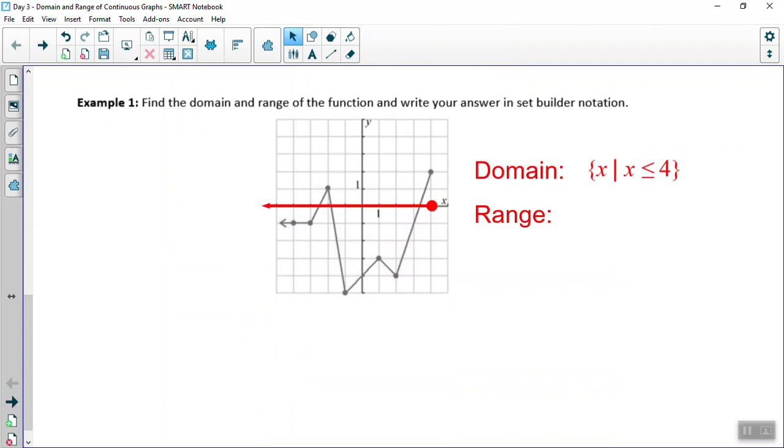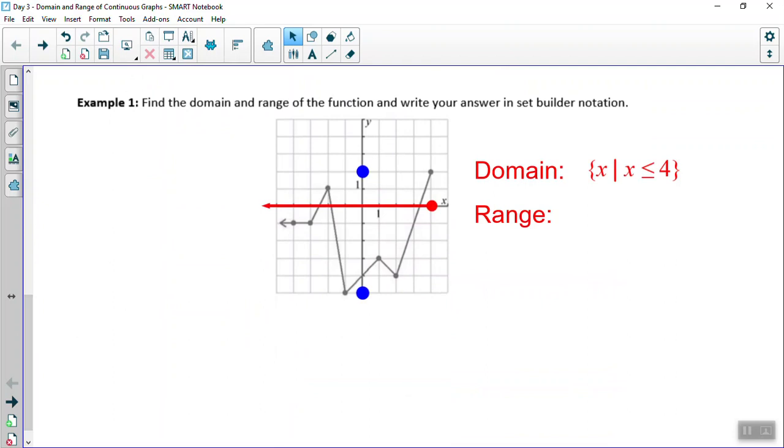Now let's talk range. Range is everything dealing with the y-axis, all the values that we hit along the y-axis. So I'm going to start with my lowest point. That's this guy right here. And then I'm going to find the upper edge. And this point here is the highest one I go. So I'm going to mark that on my y-axis.